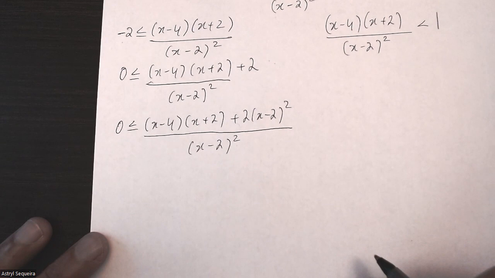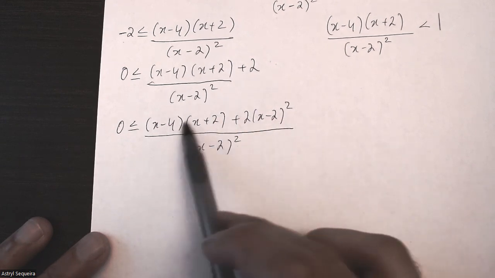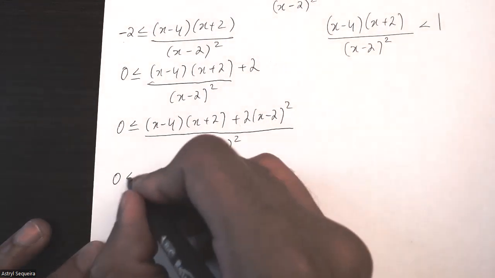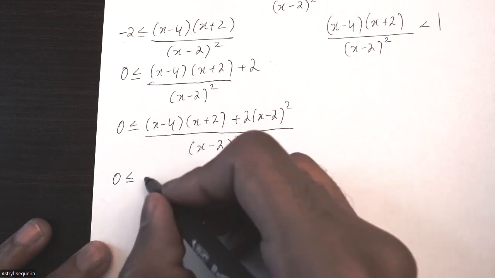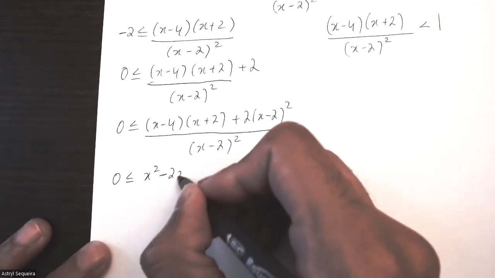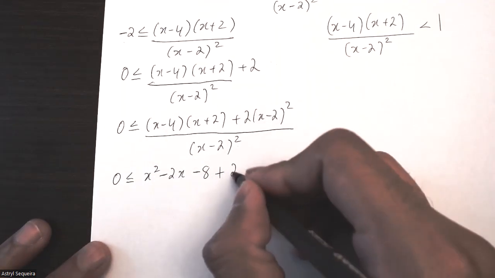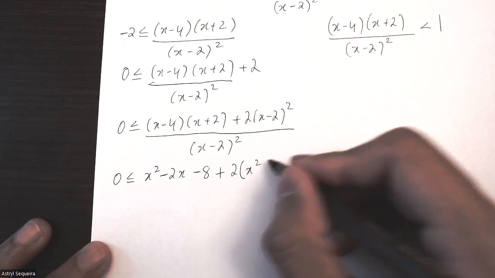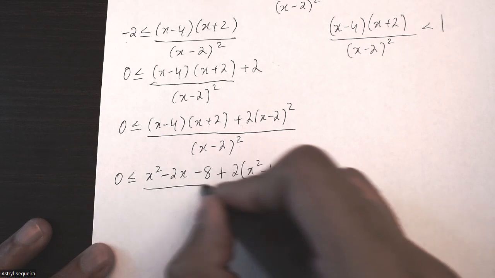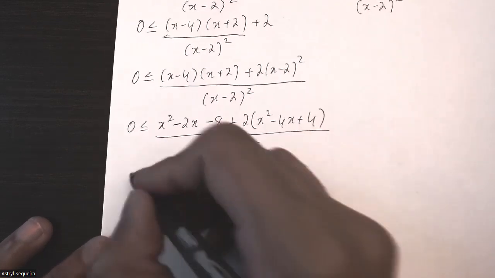Then I want to expand out these two brackets by FOIL. So I'll do this a bit quick. That's going to be x squared plus 2x minus 4x is minus 2x minus 8. So I combine like terms in the same step. And over here, it will be x squared minus 4x plus 4. Denominator just stays the same.